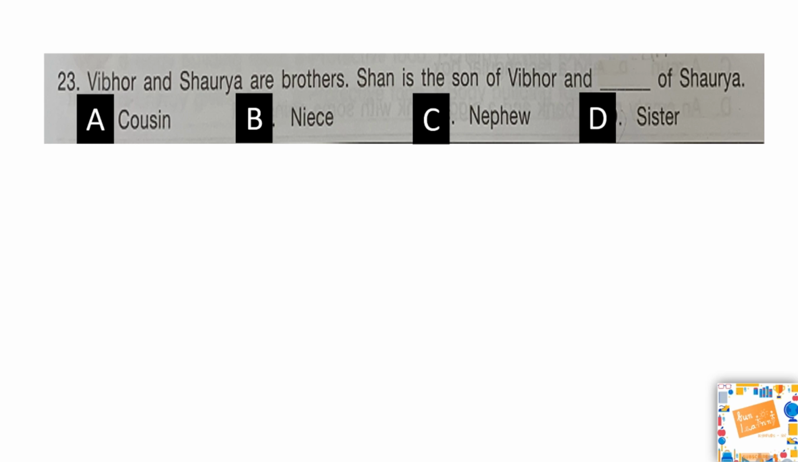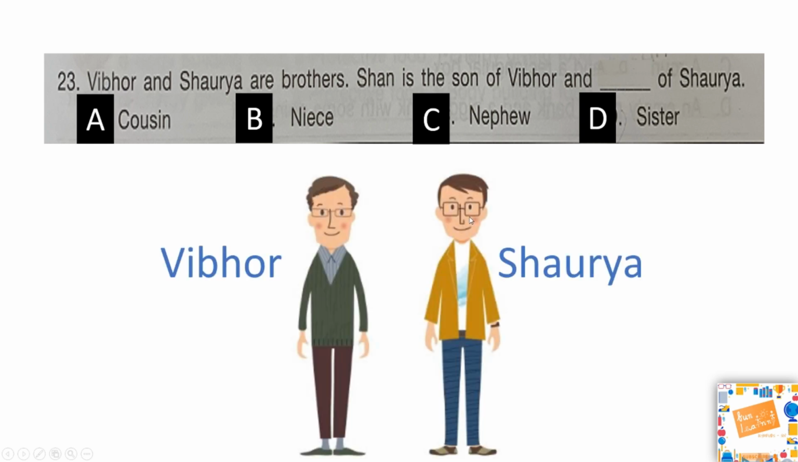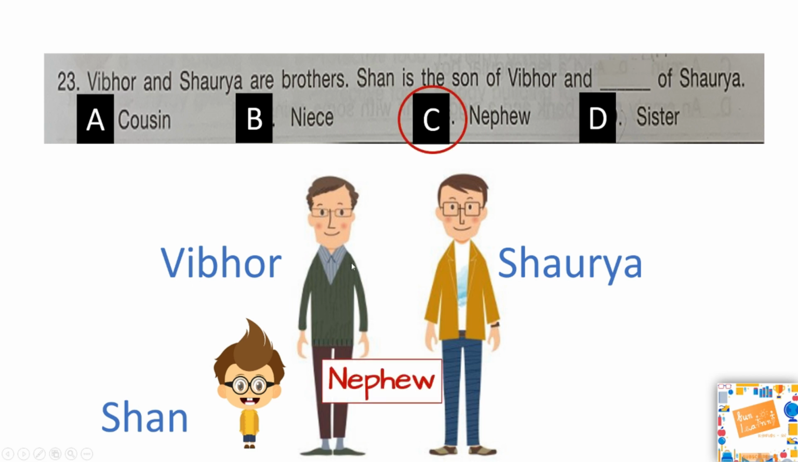Well, these are on relationships, so let's look at it together. So we have Vibhor and Shaurya, who are two brothers, and Shan is actually the son of Vibhor. Hence, your brother's or sister's son would be your nephew. So, Shan is Shaurya's nephew. So, your answer is option C.